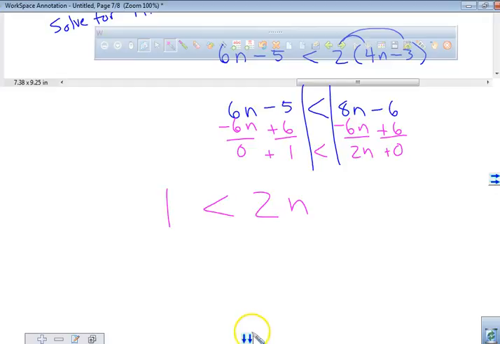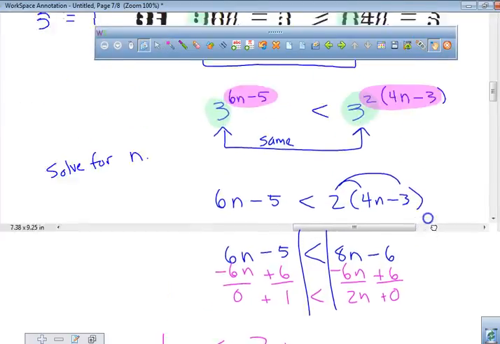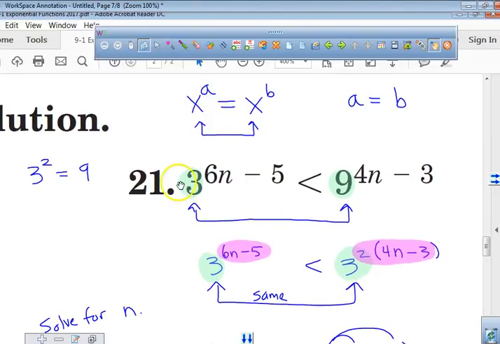But we have the mathematical ability to say 2n is greater than 1. These mean the exact same thing. And then we're just going to divide both sides by 2. So n is greater than 1/2 is your final answer to this problem. In review, anytime you have one of these problems, you must change these numbers so that they are the exact same base. So that's what you're going to have to do before you start solving. Have a wonderful day.